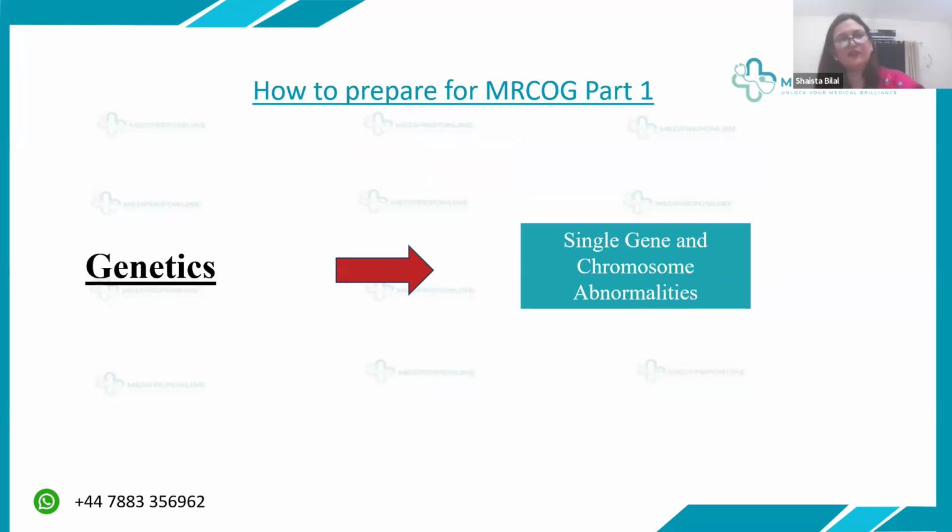The next thing is genetics. In genetics, basically we should know what are the autosomal recessive and autosomal dominant conditions, what are the X-linked conditions, and how to counsel the patients. So these things are very important. So don't be afraid of genetics. It's not that difficult.